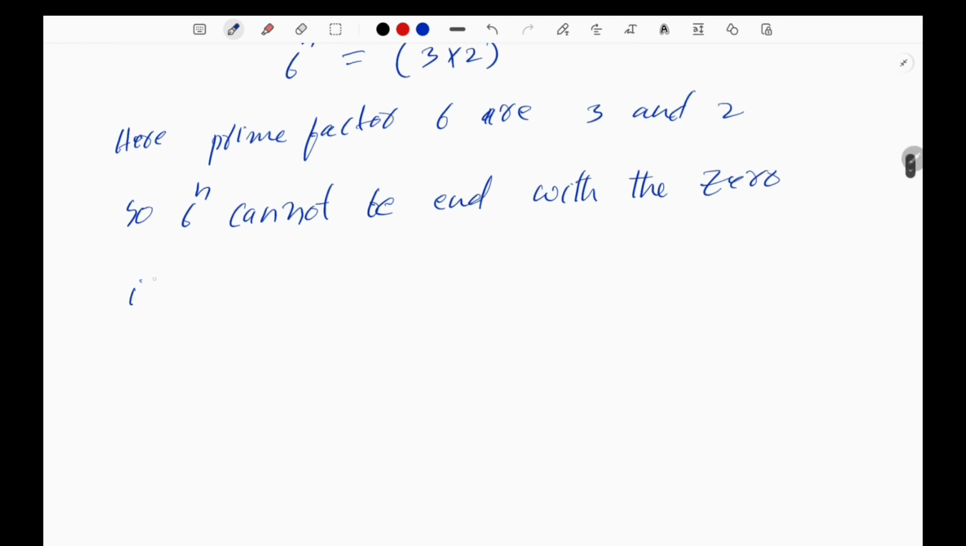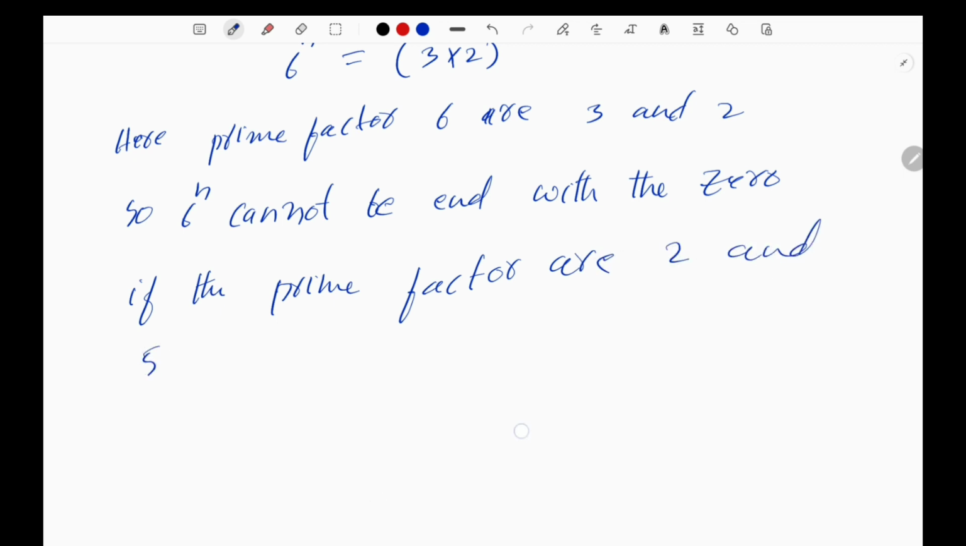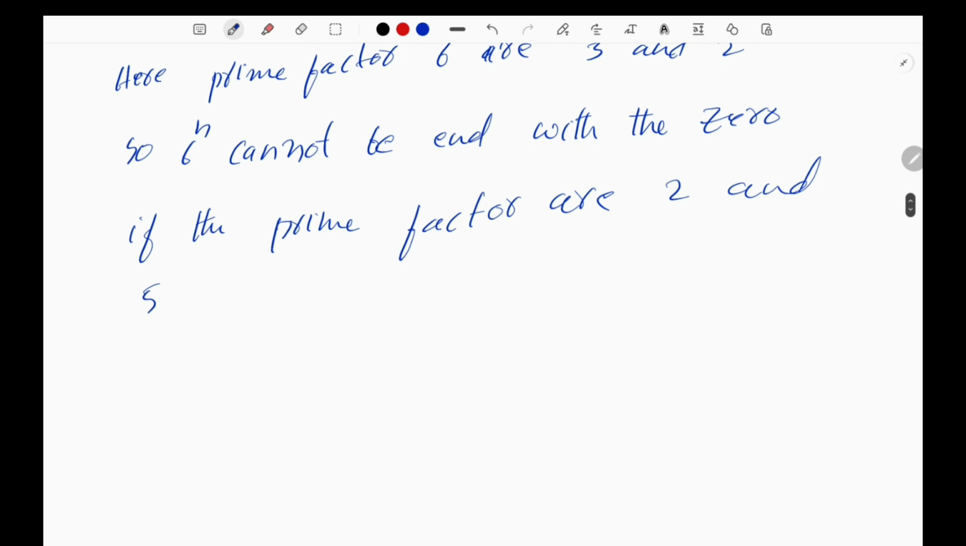If the prime factors are 2 and 5, then this number will end with the 0.